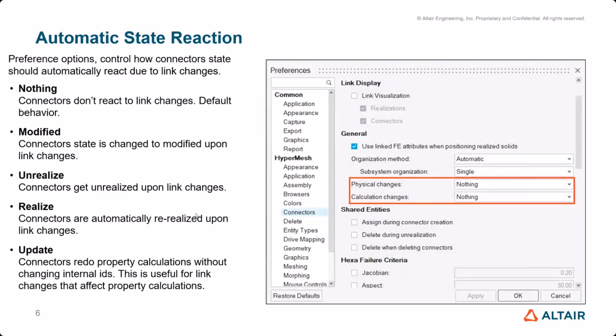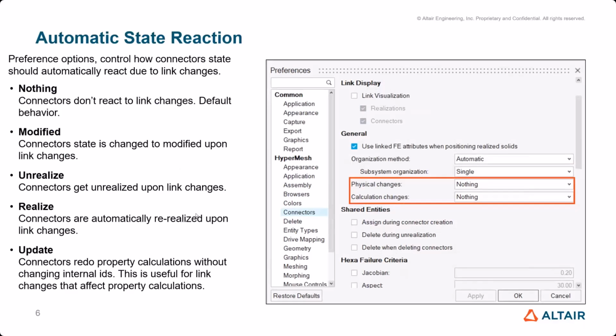Since those aerospace-specific realizations use stiffness formulations, as we have just mentioned, it is very important to note that in our preferences, we have some options to automatically define how the state will react to the physical changes and the calculation changes we are doing to our links.